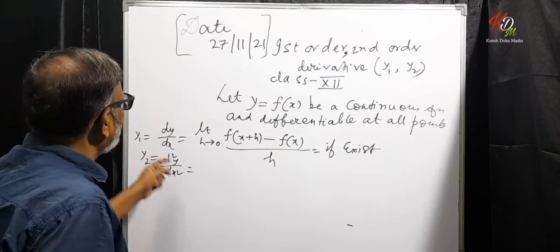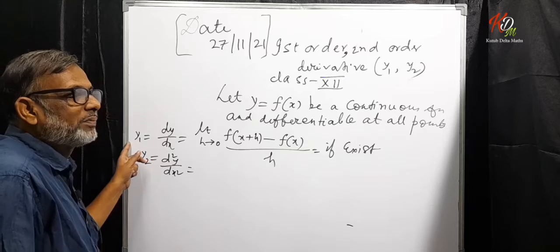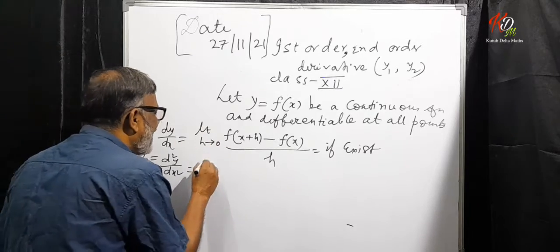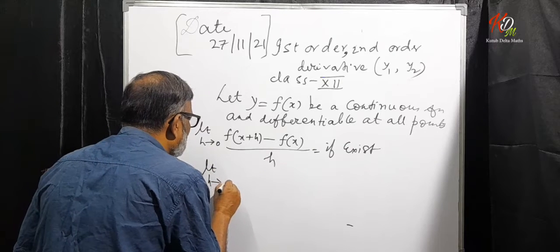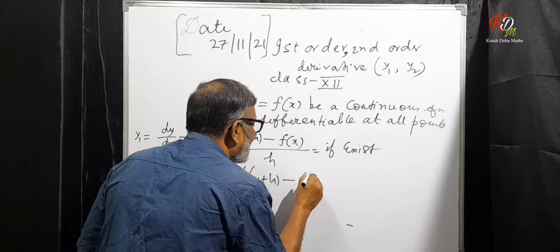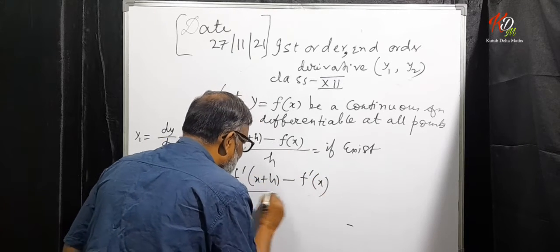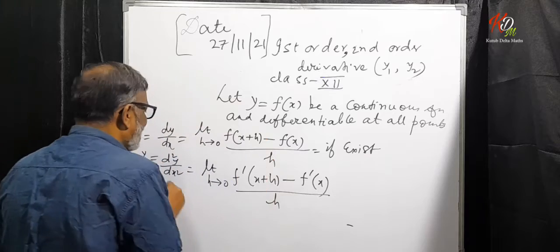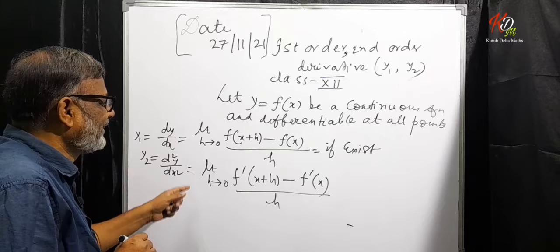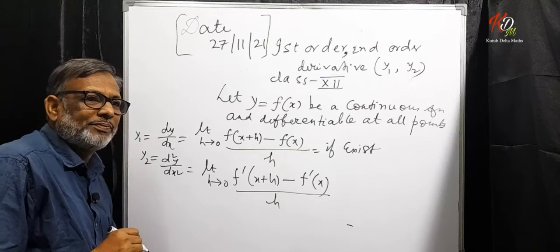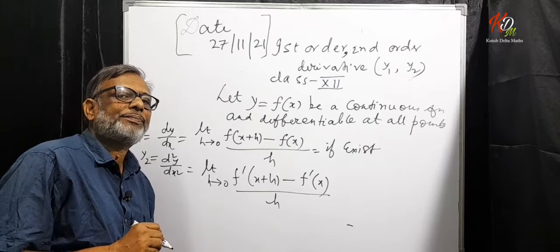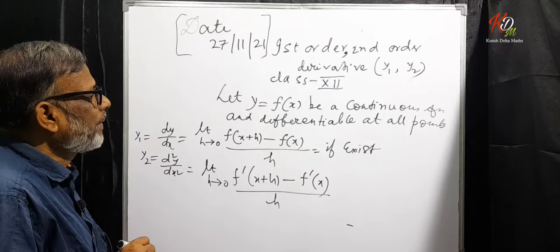If f dash x or y1 is continuous and differentiable, then limit h tends to 0 of f dash (x plus h) minus f dash x by h. This is y2. From these definitions, you find out the first order and second order derivative. Now start my problems.